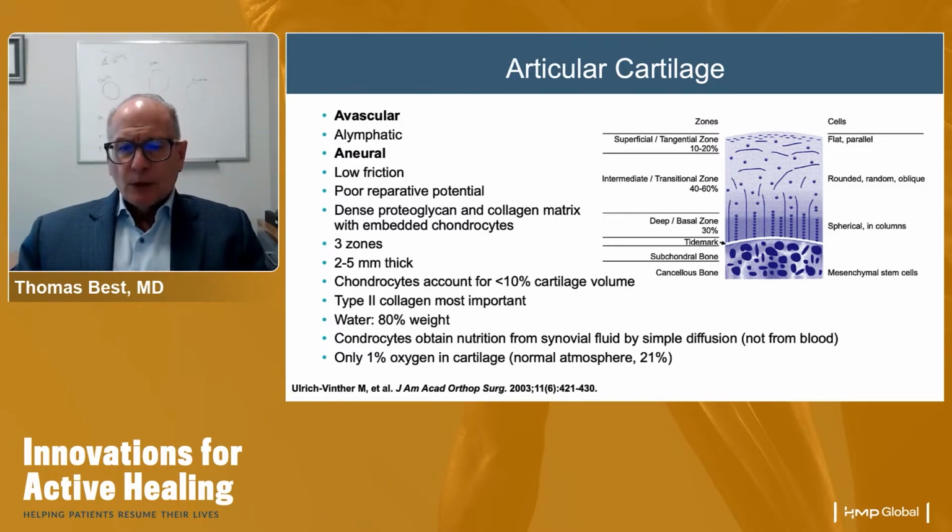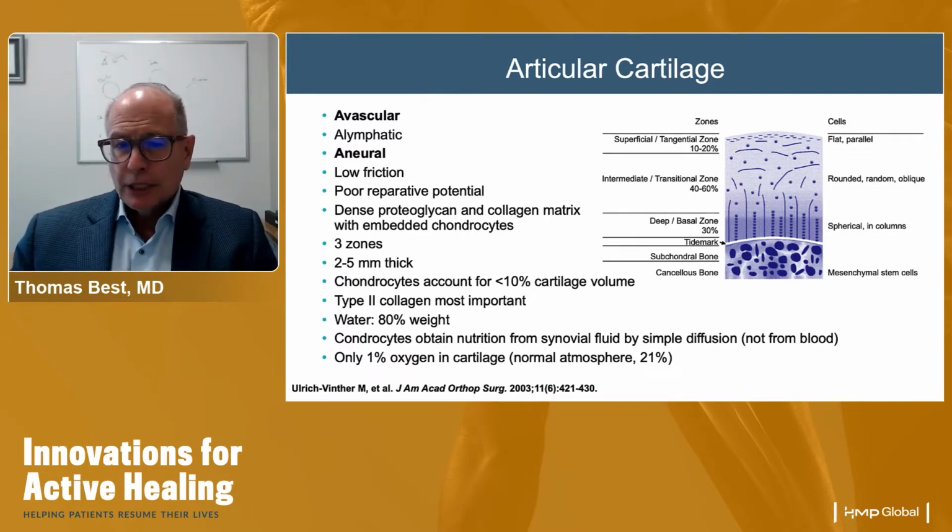So again, it's important to appreciate that chondrocytes really only occupy about 10% of the cartilage volume. So in essence, articular cartilage is really water. And in fact, it's 80% water by weight. Finally, we know that the type 2 collagen is the most important collagen within the articular cartilage.